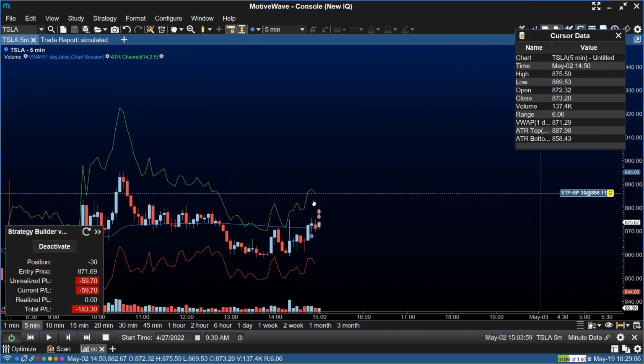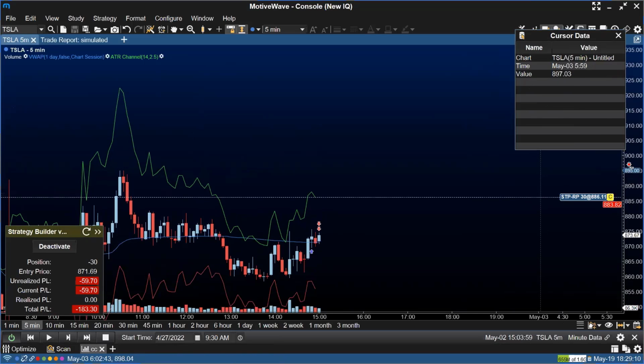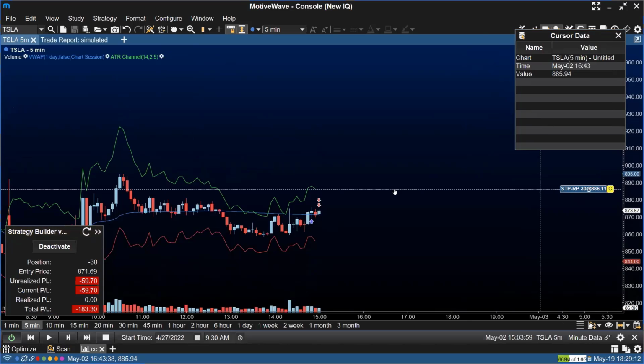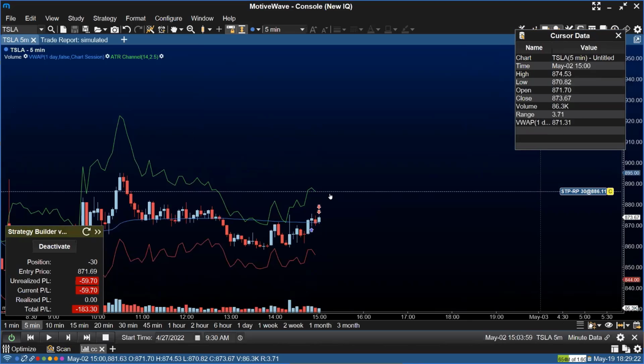So the reason why we select both follow plot and trail is because following a plot doesn't necessarily mean your stop is always going to get tighter. So here we went short, and our stop is based on this upper band of the ATR channel. Now, if price continues to move up, this upper band is going to keep going up, right? So if we only have follow plot enabled, our stop is also just going to keep following that upper band of the channel going up, and we're never going to get stopped out.